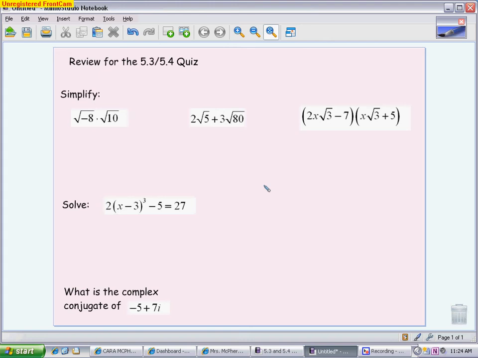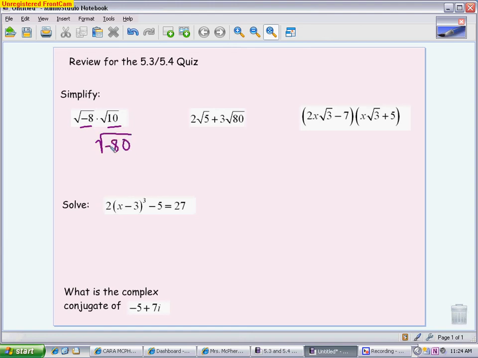So starting with number 1, you're asked to take the square root of -8 times the square root of 10. What we talked about in class is when values are under square roots and being multiplied, you can multiply them together and keep the square root. So first thing I'm going to do here is multiply -8 by 10 and get -80 and write it as the square root of -80.